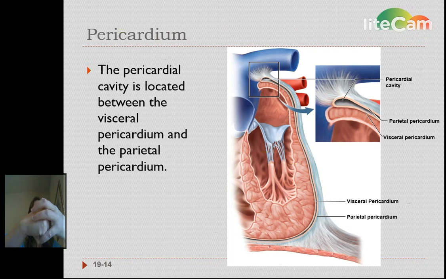And as your fist goes in there, there's a layer next to your fist. That would represent the visceral pericardium. And then there's the outer layer of the balloon that represents the parietal pericardium. So your fist is surrounded by the pericardial sac, but it is not inside the pericardial cavity. What's inside the pericardial cavity is just a little bit of pericardial fluid, just like what's inside the balloon is just a little bit of air. So the balloon surrounds the hand just like the pericardium surrounds the heart.